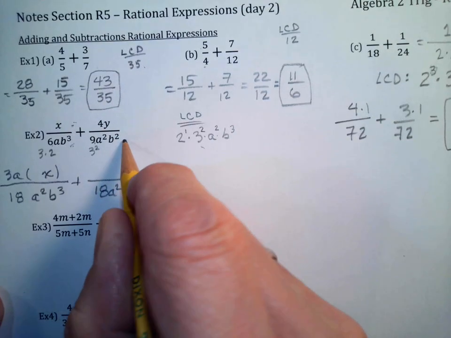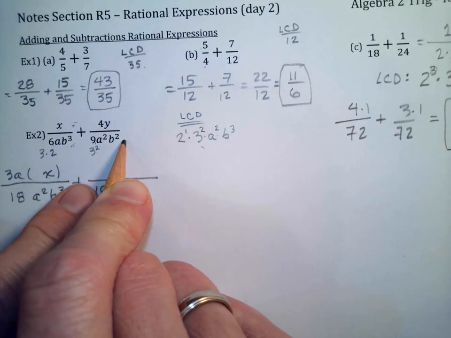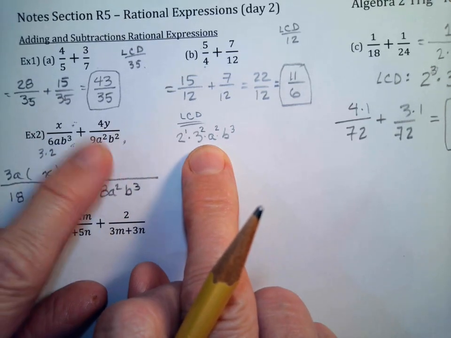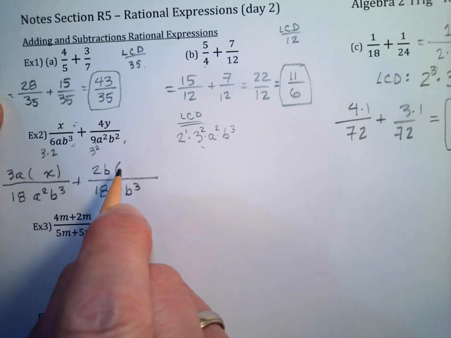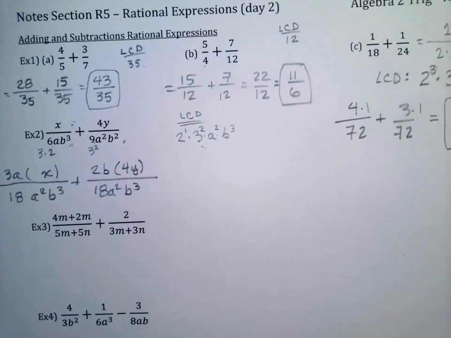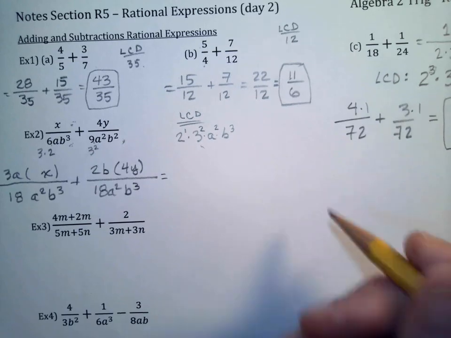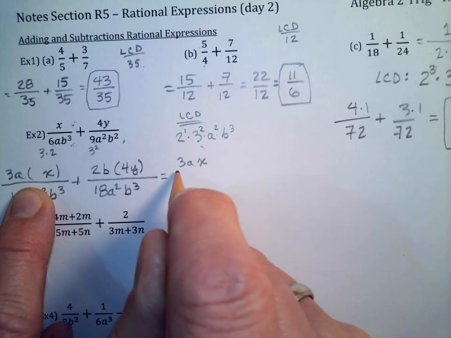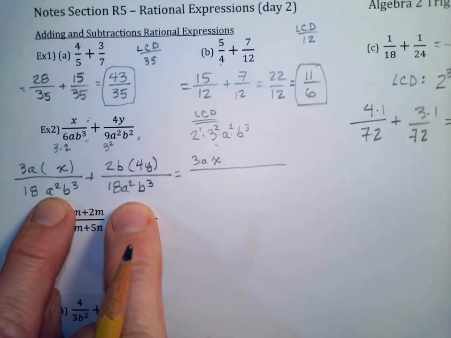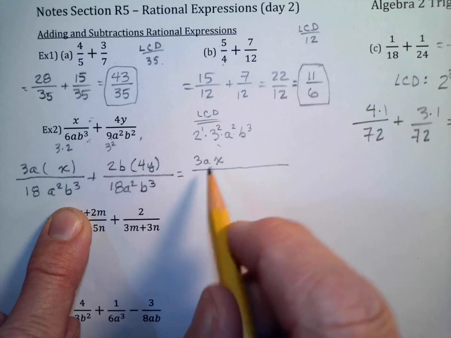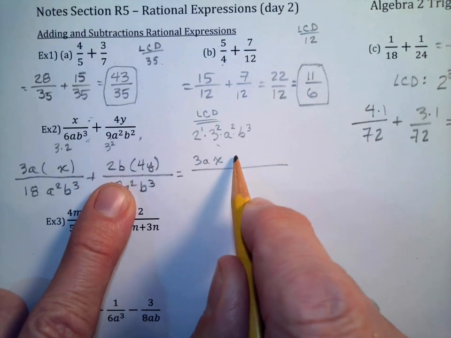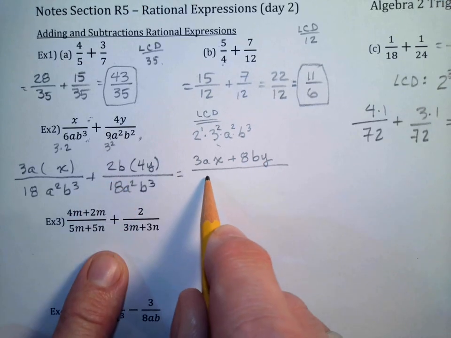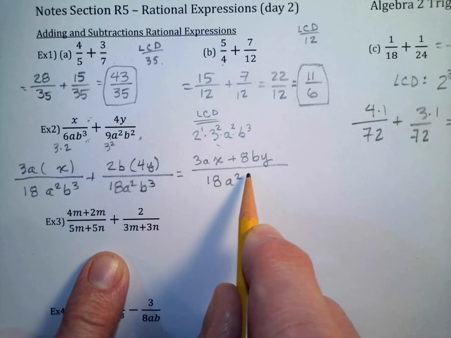And here, what did I need to multiply this by to turn it into the LCD? I need a 2. There's enough a's already in there, but I need another b times the 4y that's up there. Kind of running out of space here, but that's going to be 3ax. I'm going to write it now as one fraction because the whole point is to get the denominators the same, and now I can just add the tops. So the top is 3ax plus 8by, and on the bottom we have 18a²b³.